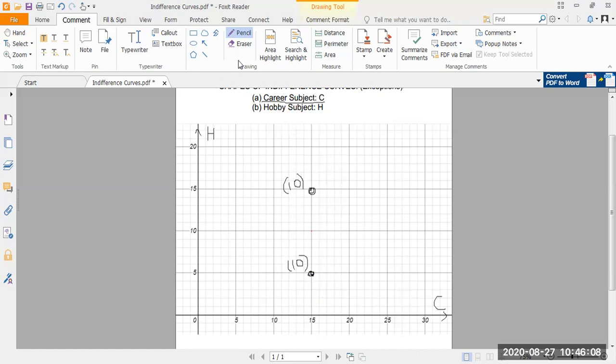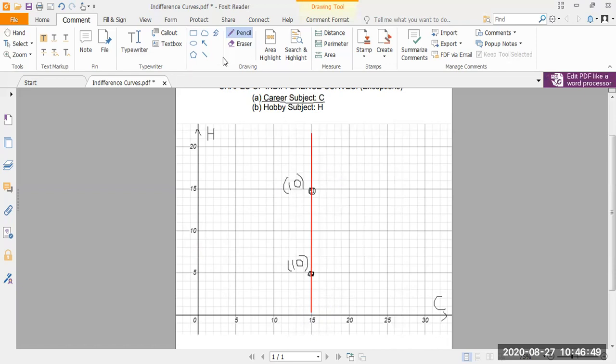So well, an indifference curve essentially is a curve that plots the different points or the different allocations that make me equally happy. So what I'm saying is, if these 2 points make me equally happy, then these 2 points can essentially lie on the same indifference curve. So that is what I mean when I say the point (15, 15) and the point (15, 5) lie on the same indifference curve. They make me equally happy. So getting 15 marks in career and 5 marks in hobby gives me the same amount of utility as getting 15 marks in career and 15 marks in hobby.